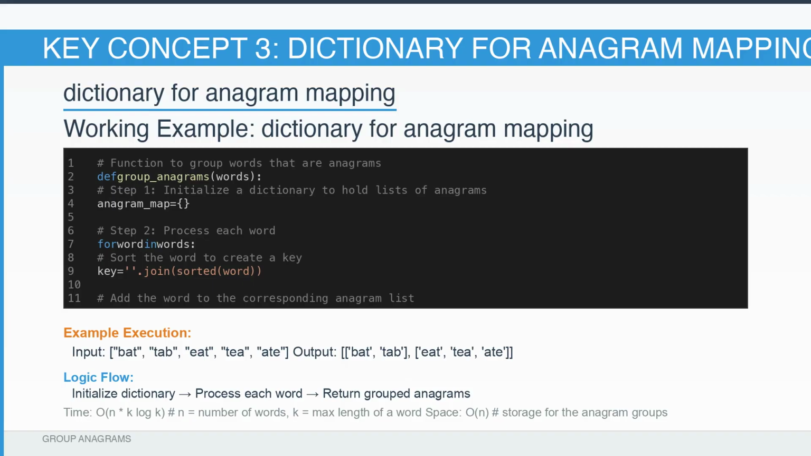If that key doesn't already exist in our dictionary, we create a new list for it. Then, we append the original word to the corresponding list. Finally, we return all the grouped anagrams by converting our dictionary values into a list of lists. As an example, when we run this function with the words bat, tab, eat, tea, and ate, it groups them correctly based on their anagram relationships, showcasing how effective this method is for organizing words.